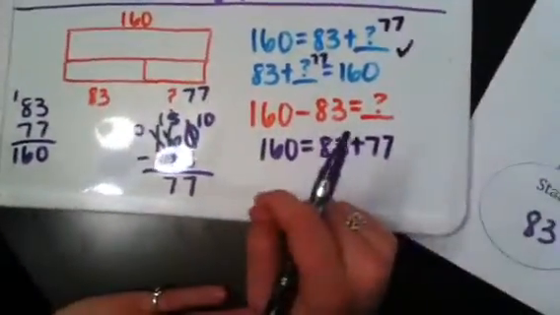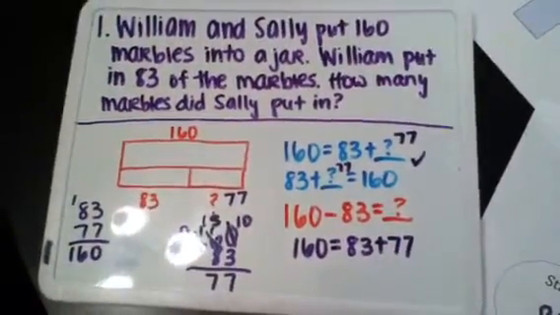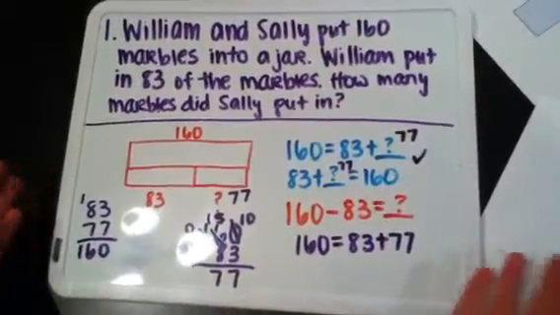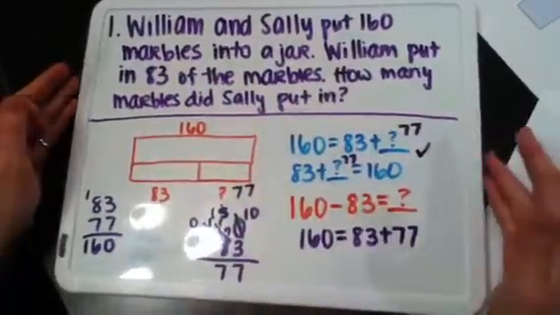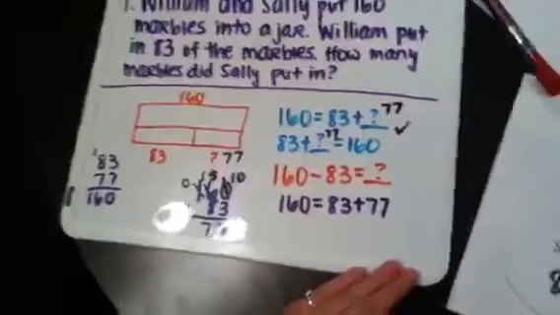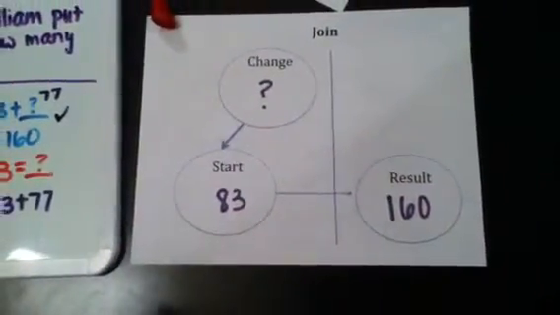So to answer our question, we know that Sally put in 77 marbles. So that completes the first join question. And like I said, this diagram is just a great way to give students a visual, as well as this chart, just so it's all laid out and it's easy to understand and easy to see.